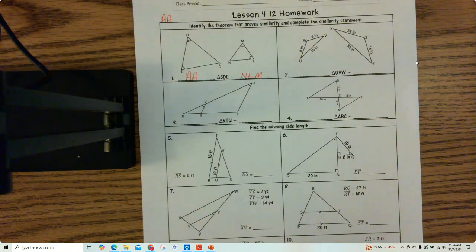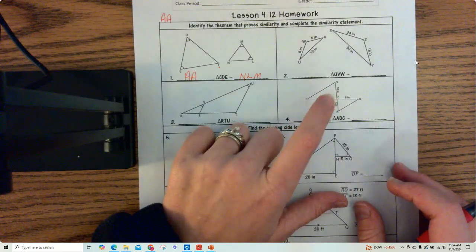All the other ones apply: side-side-side, side-angle-side, angle-side-angle. That one little foldable you have, they're all the same. So let's look at 4.